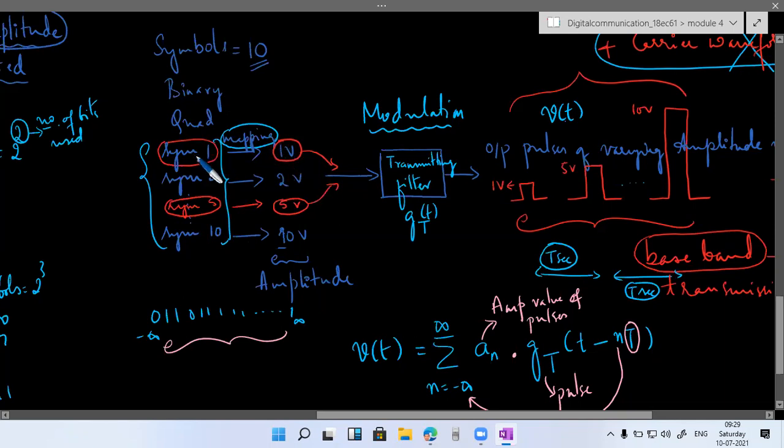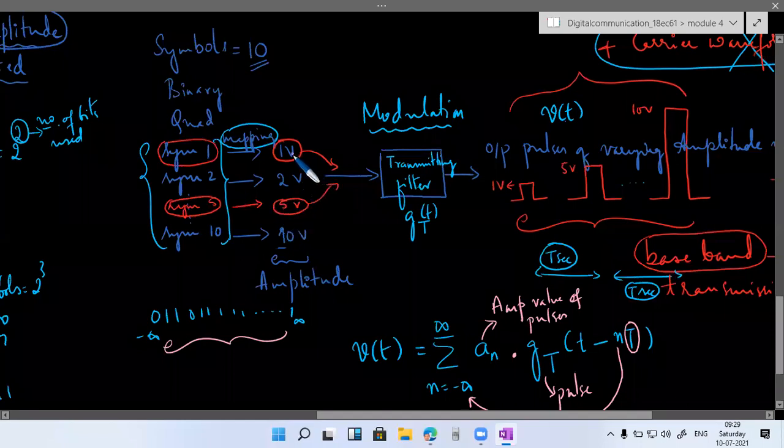Any two symbols should not have the same amplitude value. We have to make sure that no two symbols in this category are associated with the same amplitude values, or else there will be conflicts between those two symbols. So each symbol has to be mapped onto a unique amplitude value. Here we have mapped symbol 1 to 1 volt, symbol 2 to 2 volt. So we map all these symbols to their respective amplitude values.